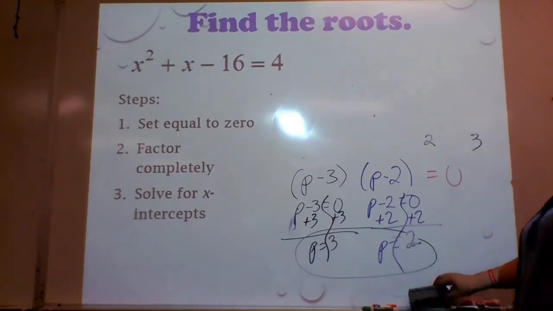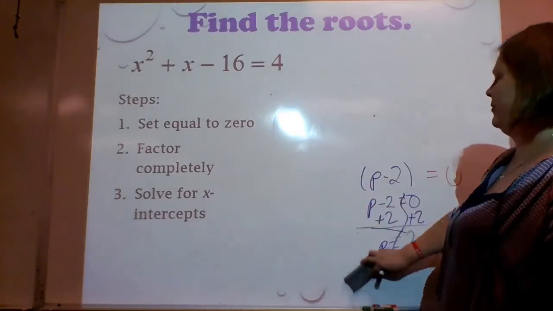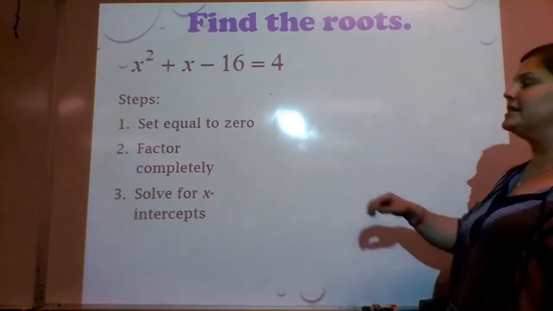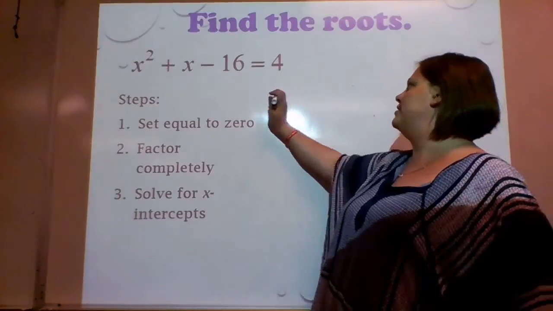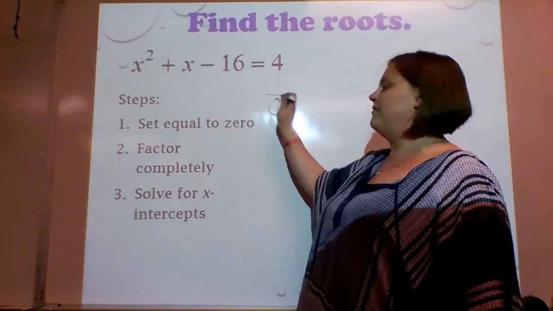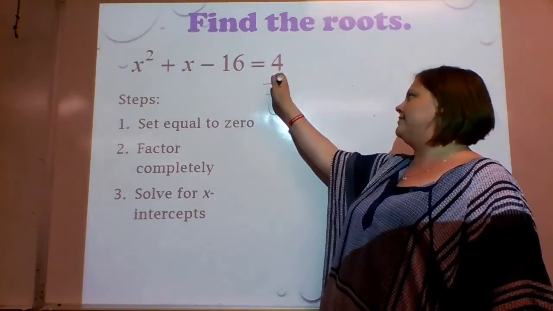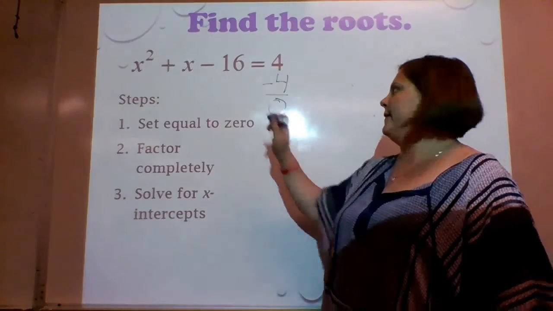All right, does this equal 0? Have a thought. It sure doesn't equal 0, it equals 4. So I have to undo that 4. How do I undo this positive 4? Well, I have to subtract it from both sides.